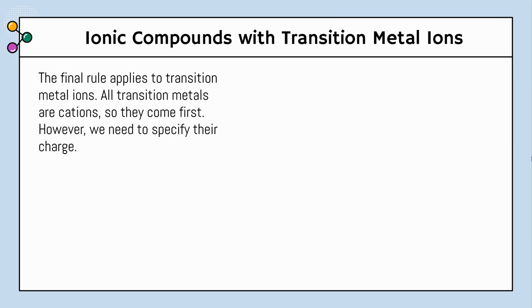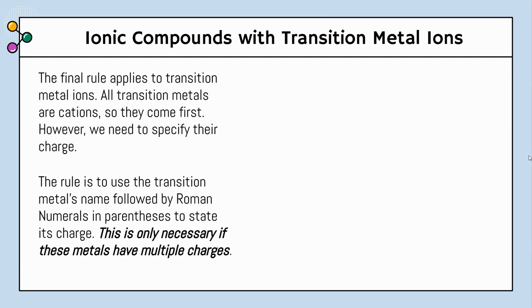Now with transition metal ions, we do have a little bit more work to do. Luckily, all transition metals are cations, so they will always come first. However, because they can have multiple charges, we oftentimes need to specify their charge. The rule is we follow their name with Roman numerals in parentheses to state their charge. And this is only necessary if the metal has multiple charges.